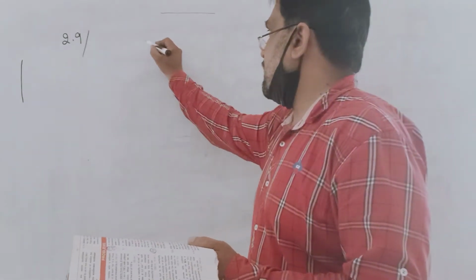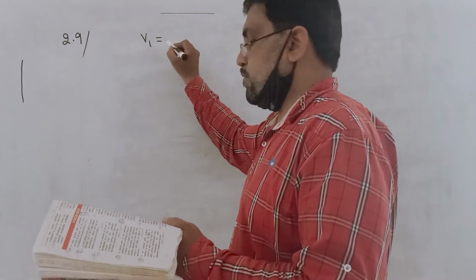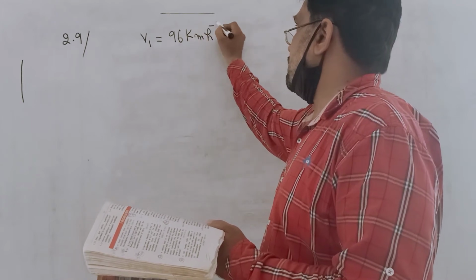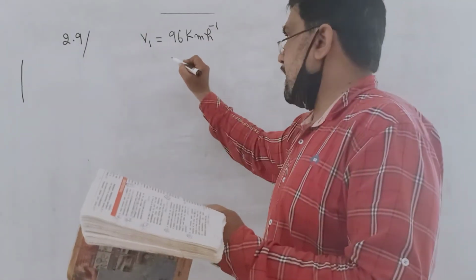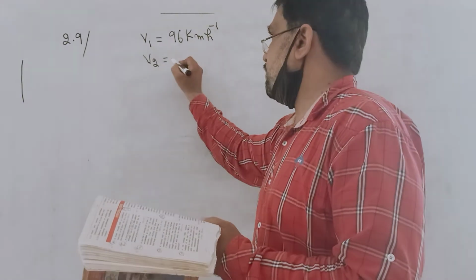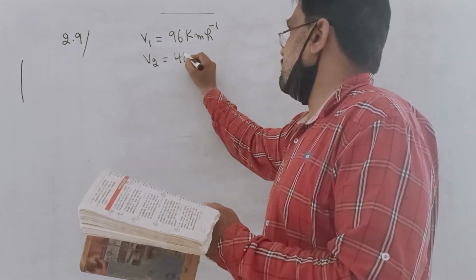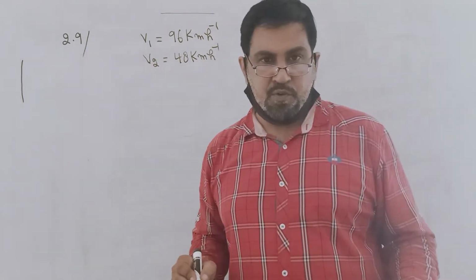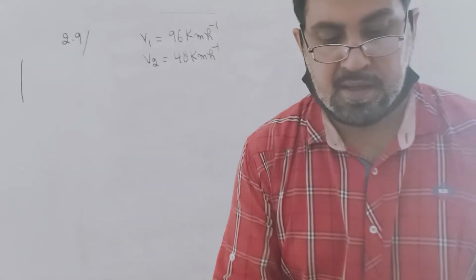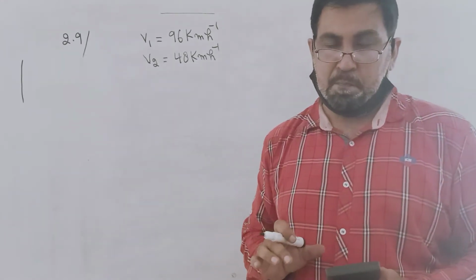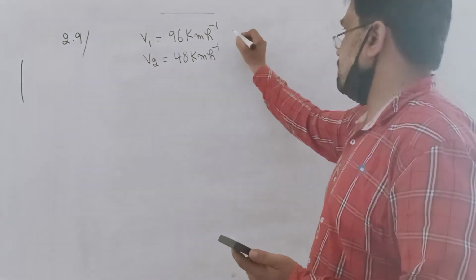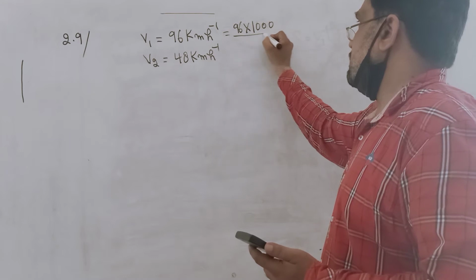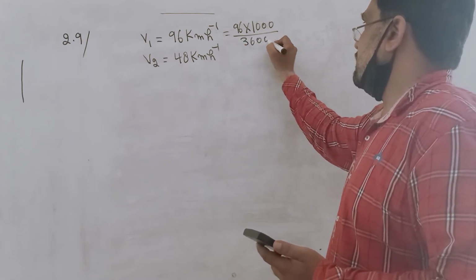Here V1 is equal to 96 km per hour and V2 is 48 km per hour. First of all, we convert these values into meter per second. For this, multiply with 1000 and divide by 36.